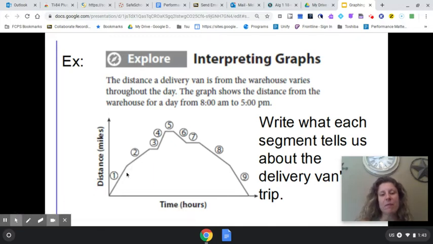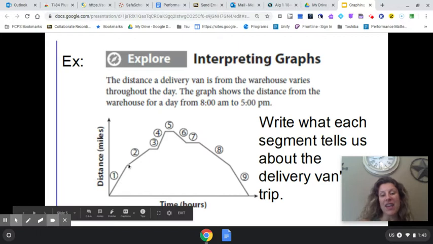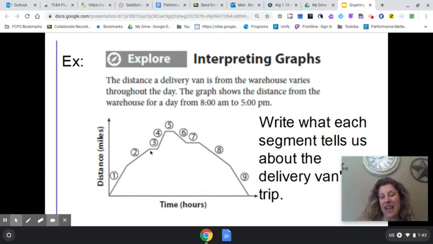So maybe they were on the highway and now they are slowing down to a stop sign at like an exit ramp or something. They sit at that exit ramp, that stop sign at the end of that exit ramp for a little bit. And then they continue to increase their distance from the warehouse during section 4 at a pretty high rate of speed.